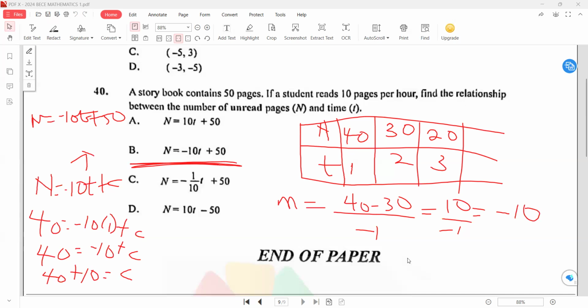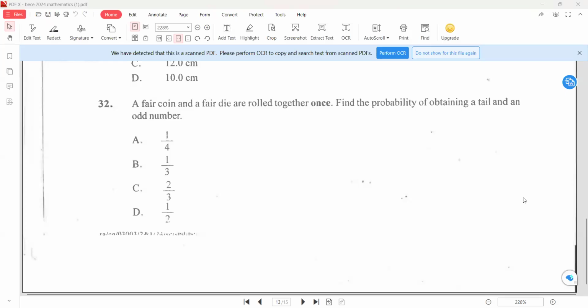I'm going to quickly take a look at number 8. One of the numbers was not showing properly. Okay, so I have found question 32.